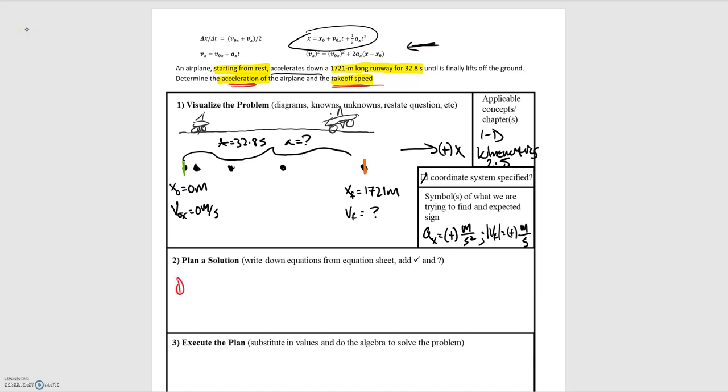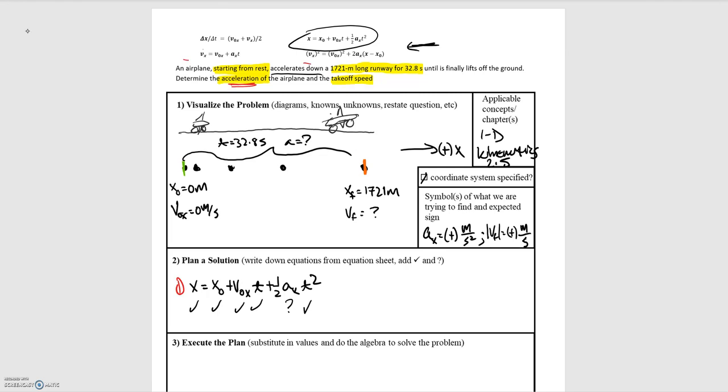And so that equation is the final position is equal to the initial position plus the initial velocity multiplied by time plus 1/2 times the acceleration multiplied by time squared. We know the initial and final position, we know the initial velocity, we know the time, we are solving for acceleration. So we have one equation, one unknown, we can solve for it.